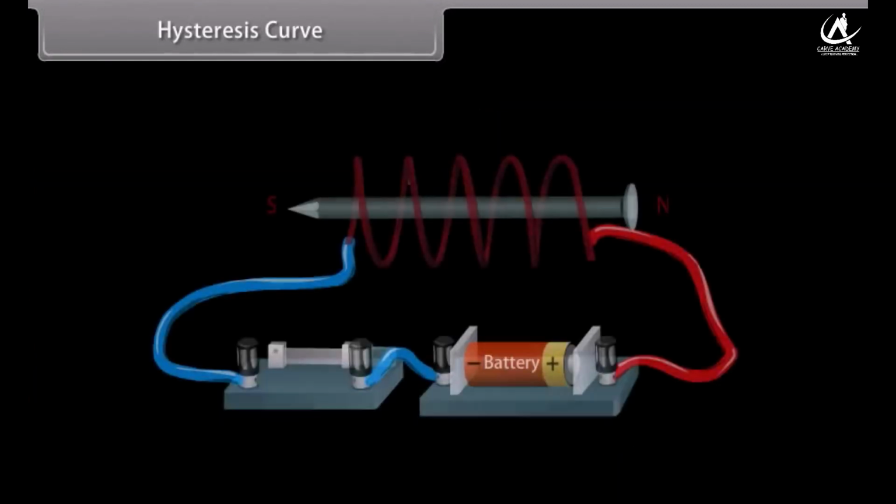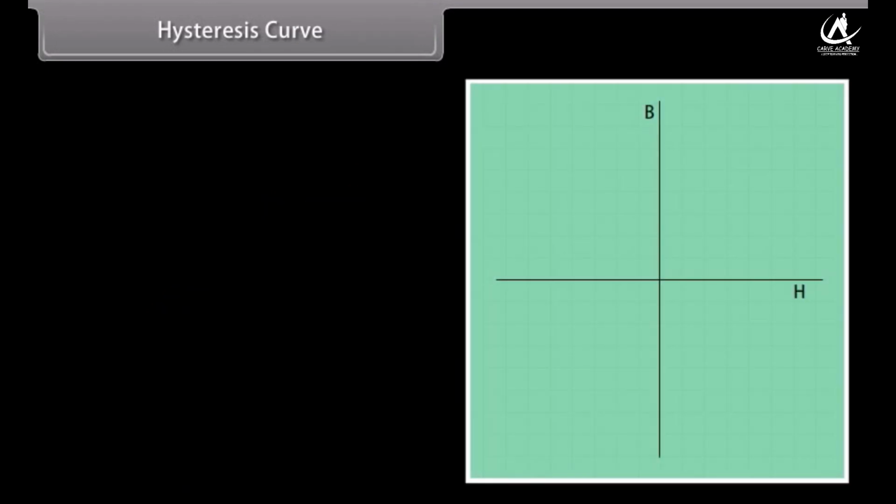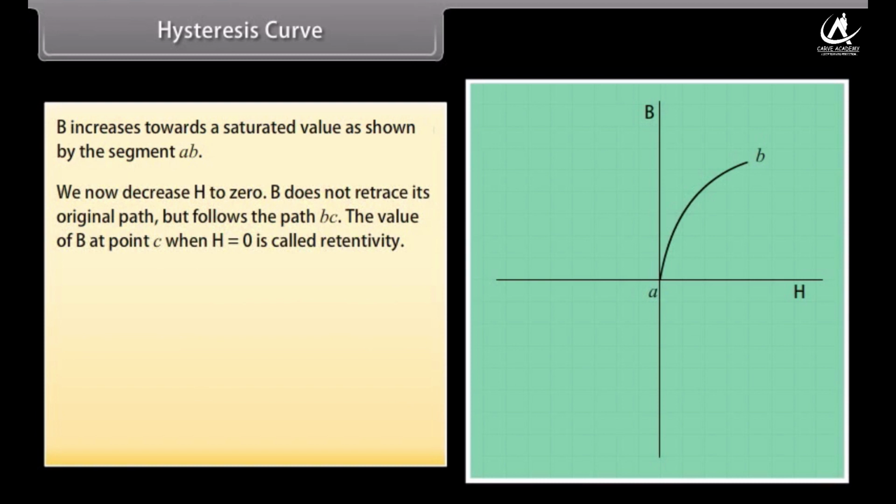Hysteresis curve. We consider a ferromagnetic material inserted in a solenoid. Initially, both H and B are 0. We increase H by increasing the current. The magnetization and hence B increases to its saturated value as shown by the segment AB. We now decrease H to 0. B does not retrace its original path, but follows the path BC.